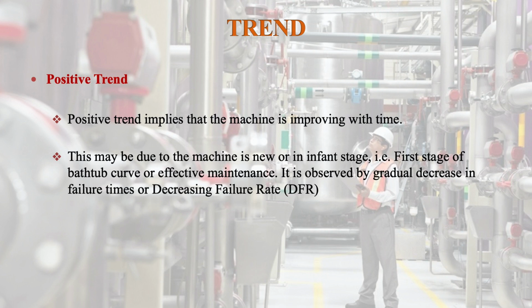This may be due to the machine being new, in the infant stage, that is the first stage of the bathtub curve, or due to effective maintenance. It is observed by gradually increasing times between failures, or a decreasing failure rate. So the failure rate is minimum, and here the machine will work optimally, without any interruption, with minimal failures. The failures will be reduced as working time increases, and the failure rate is decreasing. That is a positive trend.